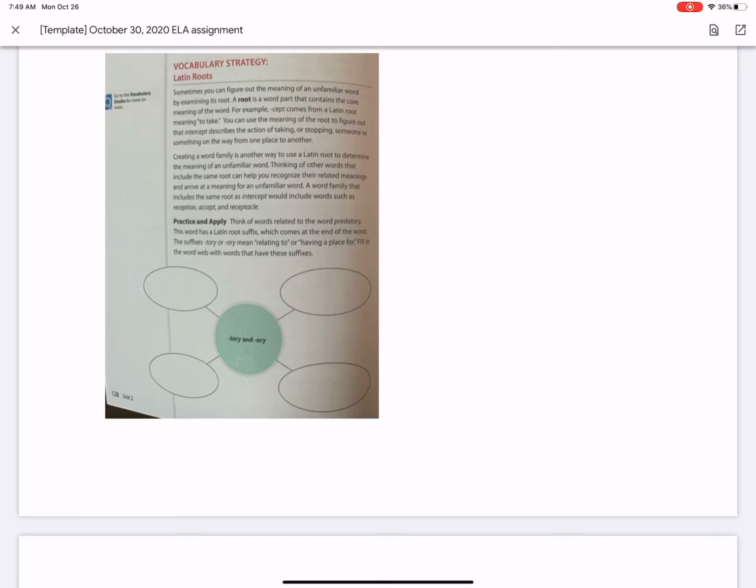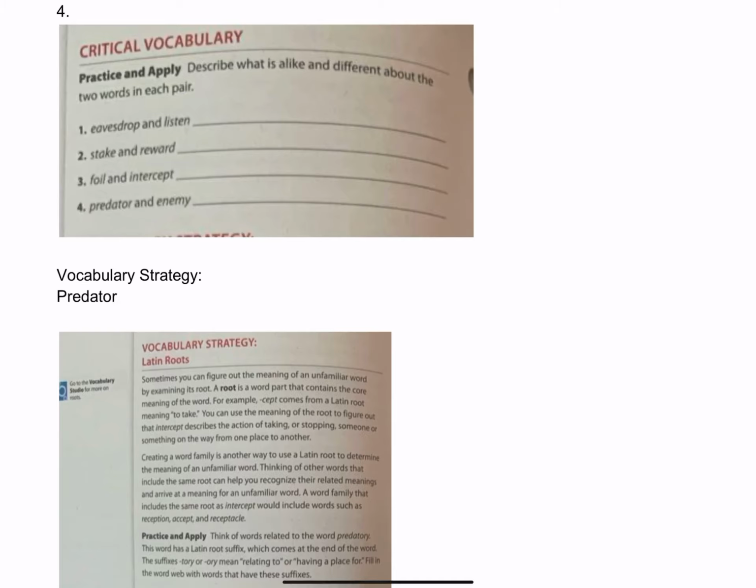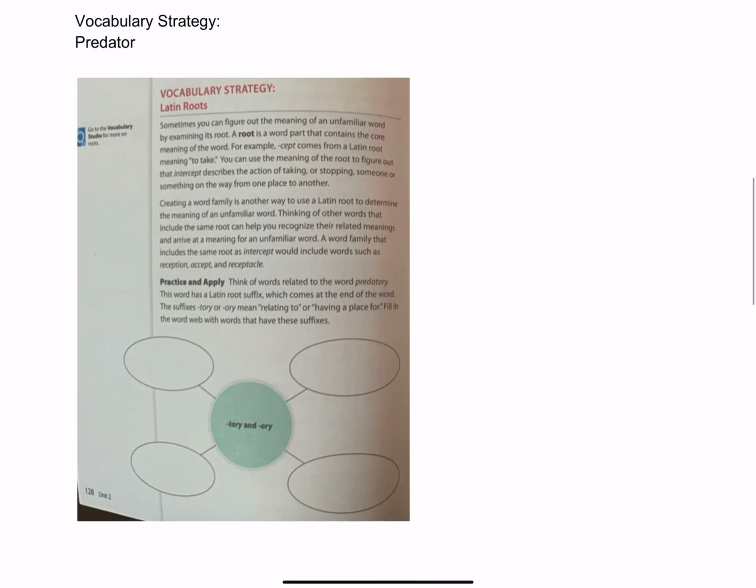So what are other words that end with tori or ori? So that's what you're doing for the word predator. So you're going to just double click by predator and you're going to tell me 4 other words that end with ori or tori.